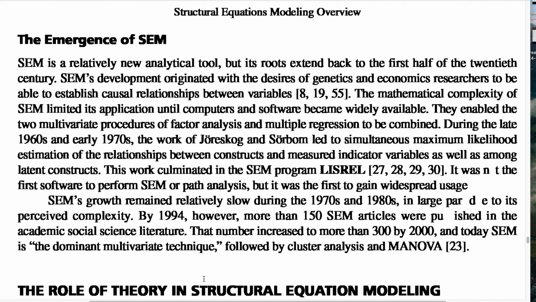The mathematical complexity of structural equation modeling limited its application until computers and software became widely available. They enabled the two multivariate procedures of factor analysis and multiple regression to be combined. During the late 1960s and early 1970s, the work of Jöreskog and Sörbom led to the simultaneous maximum likelihood estimation of the relationships between the constructs and the measurement indicator variables, as well as among latent constructs.